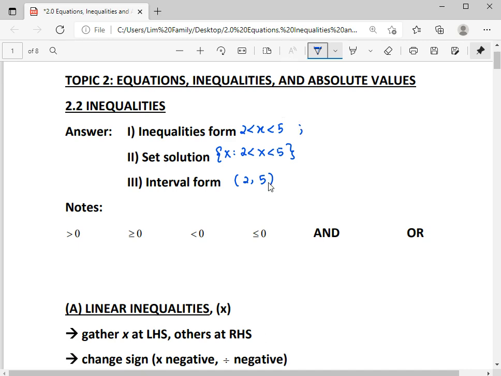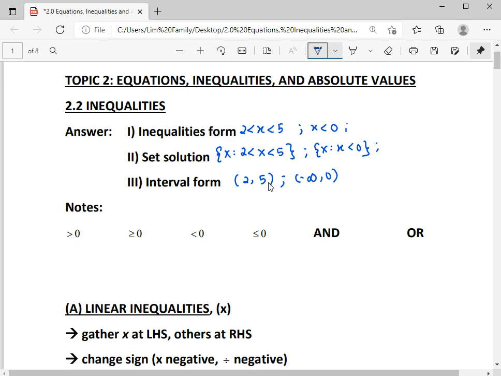So let's say our inequalities is in this pattern like x less than 0, so therefore our set notation, we write it using set notation, open the curly bracket and close the curly bracket. Then our interval form will be negative infinity to 0. So not included, I'm doing here.